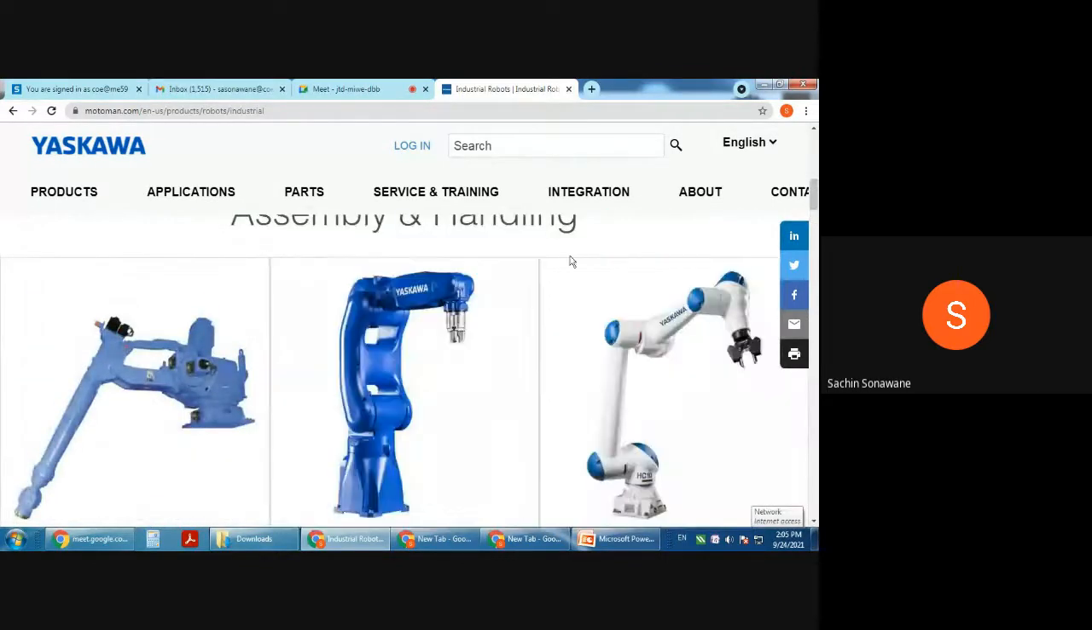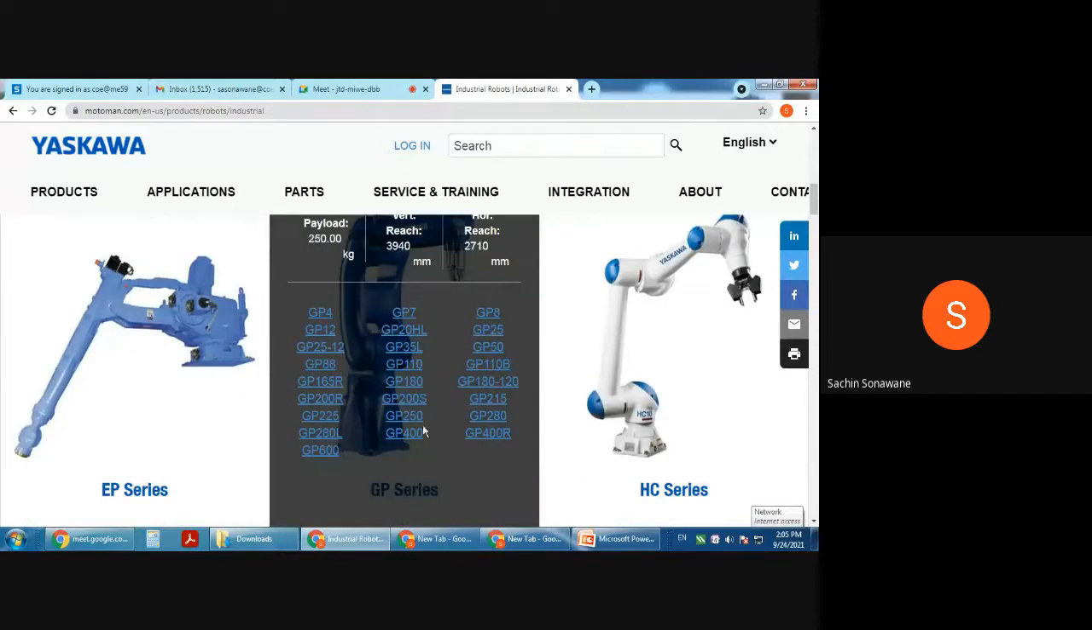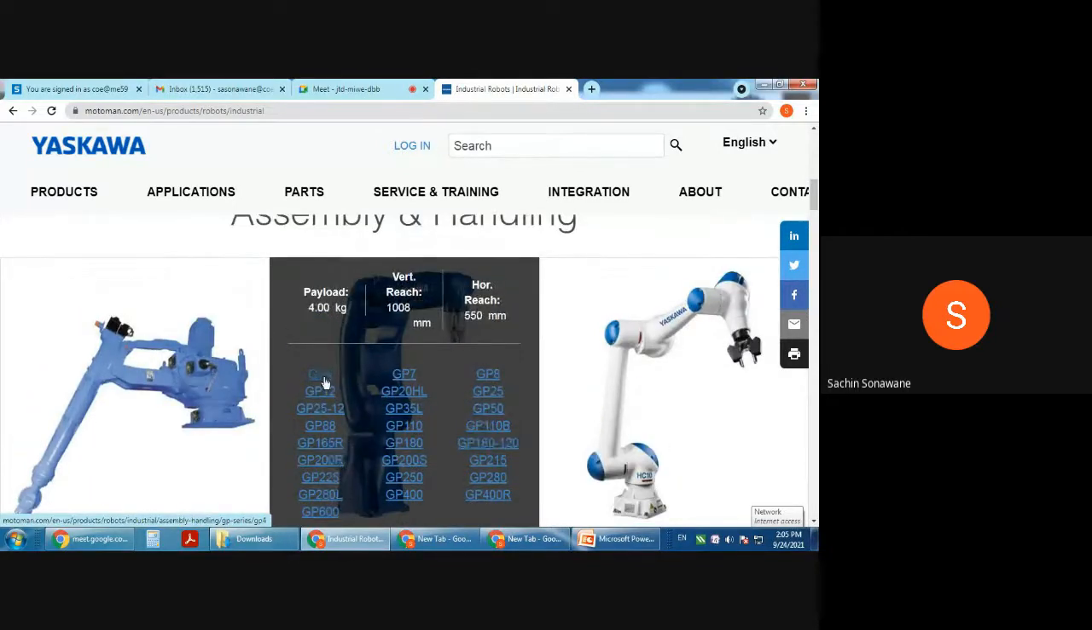Now this robot, GP series. GP4, its payload is 4 kg, vertical reach 1008 mm, horizontal reach 550 mm. Therefore, as the number increases, you are observing that the payload also increases. Payload, vertical reach and horizontal reach also increase.